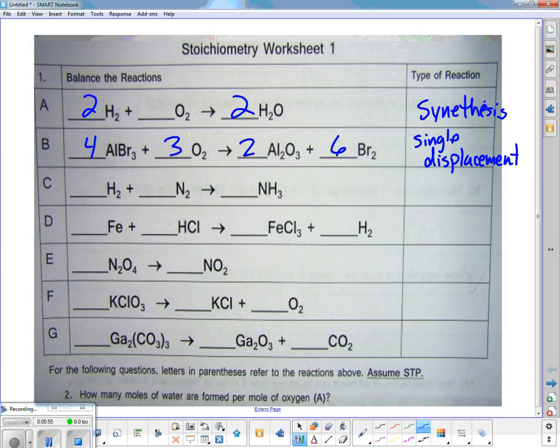Okay, C. Put a 3 in front of the H2 and then 2 in front of the L and H3. And then get Okay, good. Okay, D. Good.